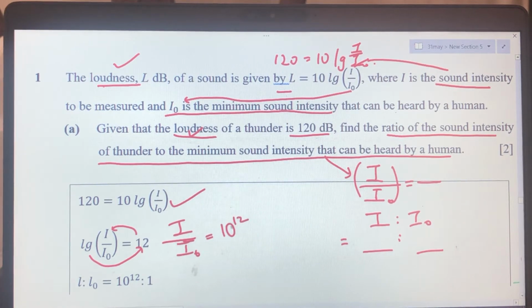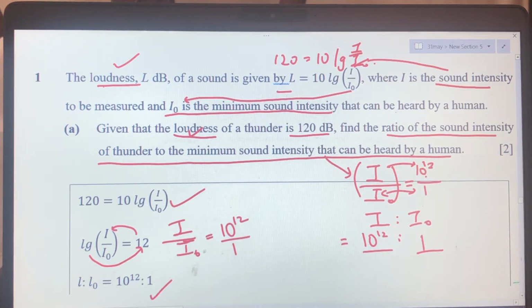What this means, if you have a number here like 2, 3, 4, whatever, it actually means over 1. So if I were to translate or transform it into this kind of form, this is this and this is this. That's why the answer is 10 to the power of 12 is to 1.